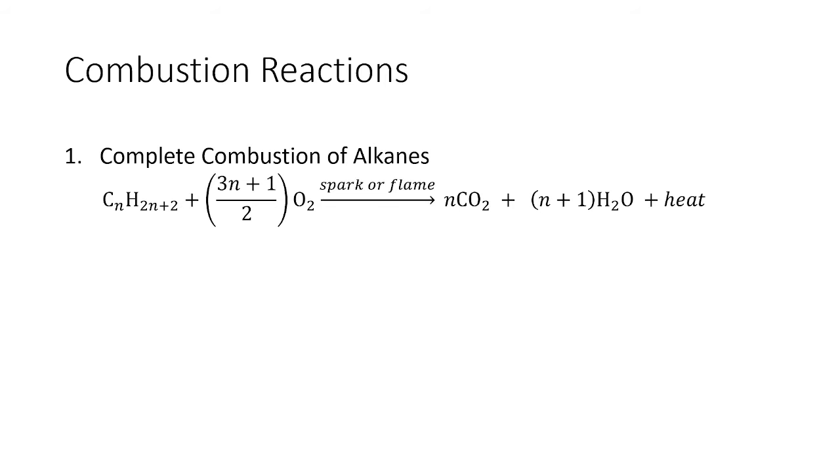We introduce oxygen to our organic compound, and with that oxygen, using spark or flame, we will combust the organic compound, for this example alkanes, to produce carbon dioxide, water, and heat. So in this, we have a structured formula, or an equation, in which we can determine how many moles of carbon dioxide we can produce for a certain type of organic compound.